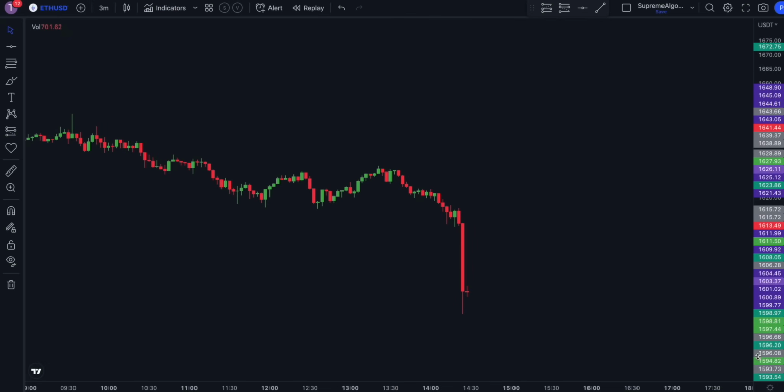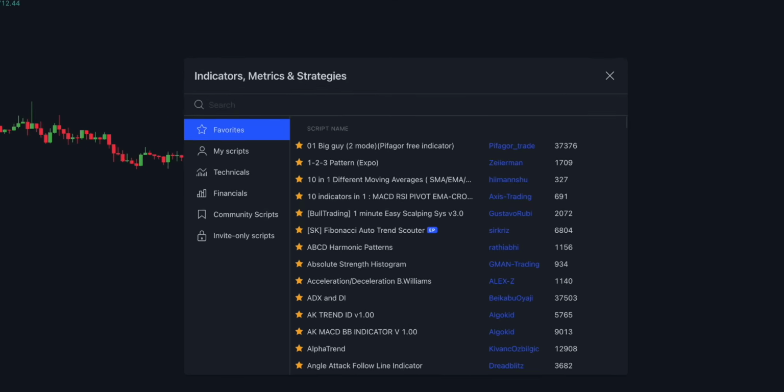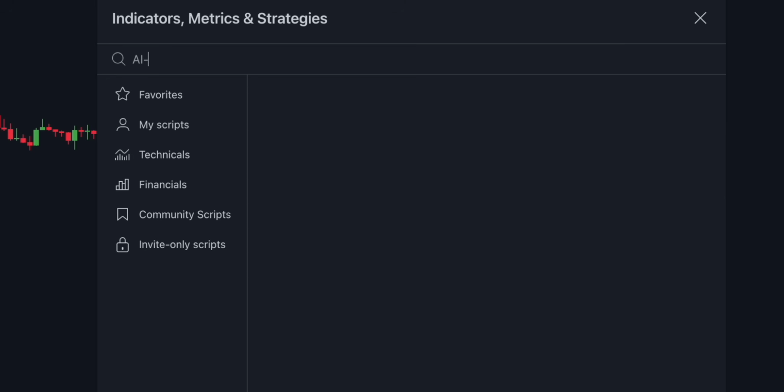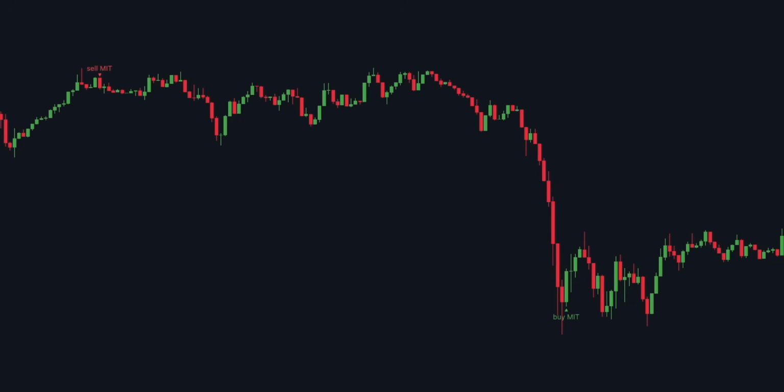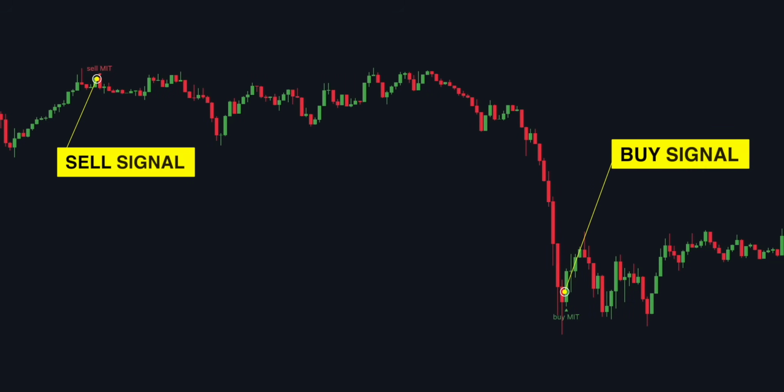Okay, currently we're looking at the price of Ethereum USDT on a 3-minute time frame. So how can we add a magic AI indicator to the chart? Well, first click on the indicators menu and search for AI-Engulfing candle. The one that you're looking for is this one right here. As you can see, pretty much no one knows about this tool yet. After we've installed it on a chart, this is what it looks like. The indicator simply tells you when to buy and sell by printing these red and green labels.